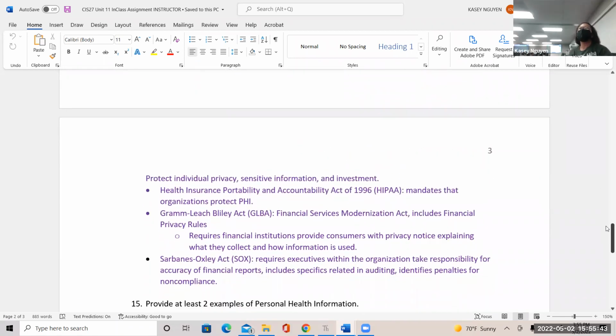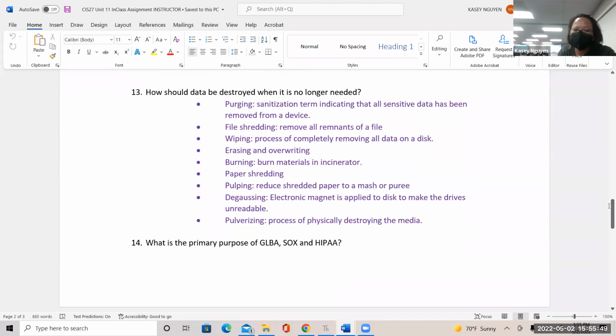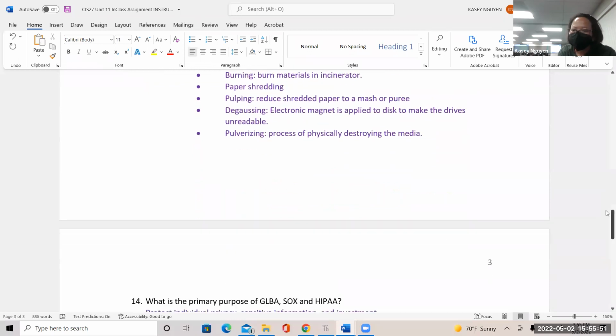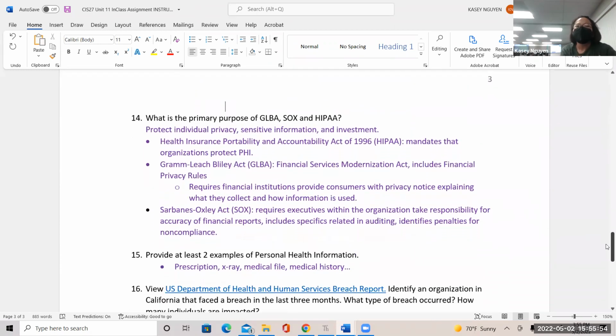So let me move the question down so I can see it all together. For number 14, the primary purpose of GLBA, SOX, and HIPAA, and those are only a few, right? There are more, and then you also have to fulfill state requirements. These are federal requirements for national companies, okay? To really protect your consumer privacy, the information of the customer, and the investment for your stakeholders, okay?